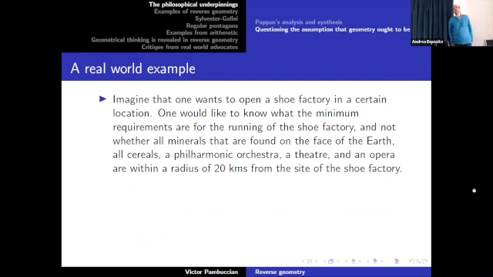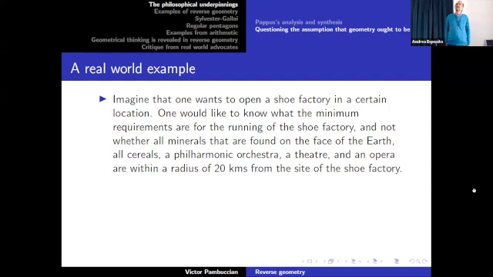Imagine one wants to open a shoe factory in a certain location, and one does an analysis of the needs one has and the conditions and everything. Wouldn't one want to know what the minimum requirements are for running it? That would be a kind of reverse analysis. The version with geometry, where you have to live in it, would be to ask whether all the minerals on the Earth's surface can be found within 20 kilometers, whether there is a philharmonic orchestra, a theater, and an opera in the vicinity of the shoe factory.